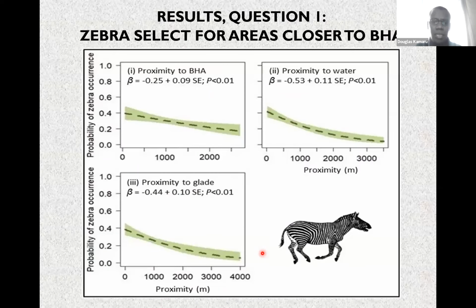Now, our results from the resource selection functions show that zebra select for areas closer to big-headed ants, closer to water, and closer to glades. And the glades are nutrient-rich grazing grounds derived from the cattle bomas. So this answers our first question, whether the big-headed ants influence habitat selection by zebras.